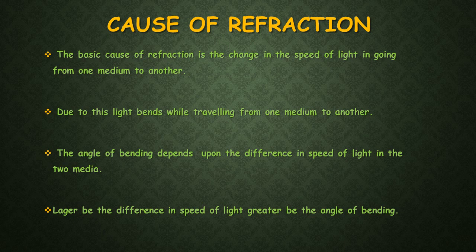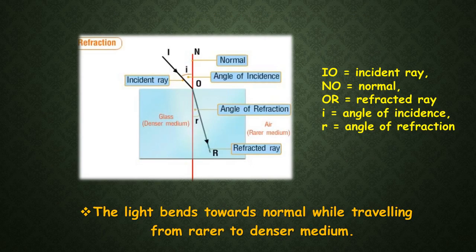Let us see what the change in the bending of light is. Here, this picture is shown to you. In this picture, I have labeled various parameters. Here, the glass slab indicates the denser medium, the white portion indicates the rarer medium, the red line is the normal to the surface, and IO is the incident ray which is falling on the surface at point O. This point O is the interface point.